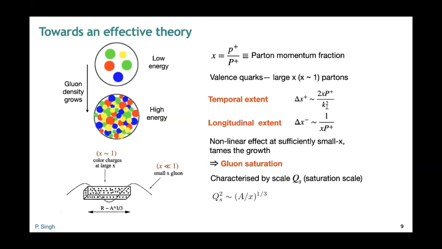And this is characterized by this scale, Q_S, which has a certain dependency on your atomic mass and your small x, which is your longitudinal momentum fraction. So the higher the mass of the nucleus, the higher the saturation scale. The time and the length are always referred to along the z direction.